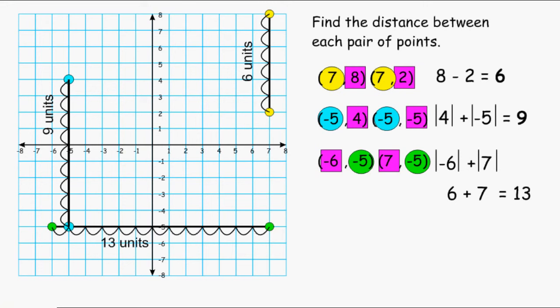So remember, if you notice that two points have the same x value, you should recognize that a vertical line will be formed. And if you have the same y values, you can immediately recognize that the points would create a horizontal line. You can then take the two values that are not the same from your two points and just find the distance between those two numbers, and that will give you the distance between the two points.